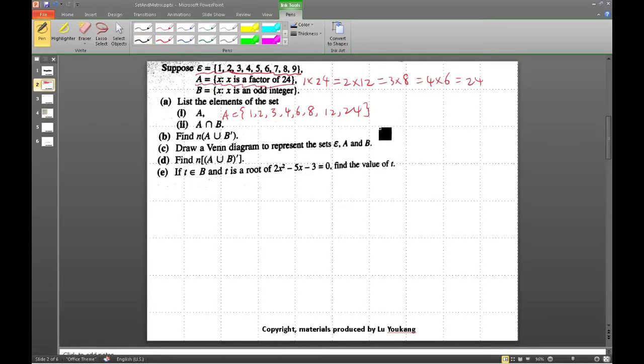Let me use a black color. We should delete 12. We should delete 24. So that's the answer for part A, part 1.